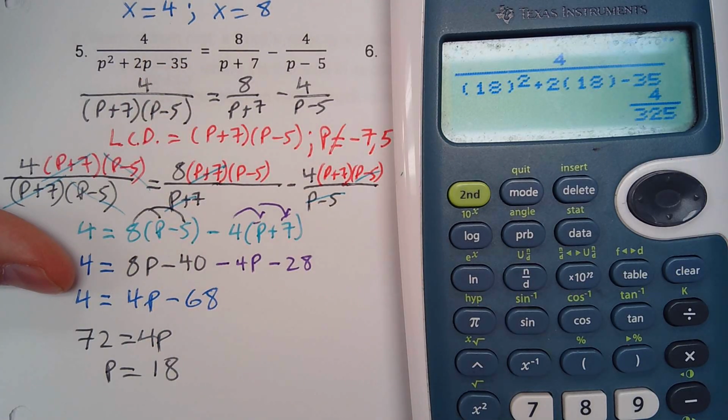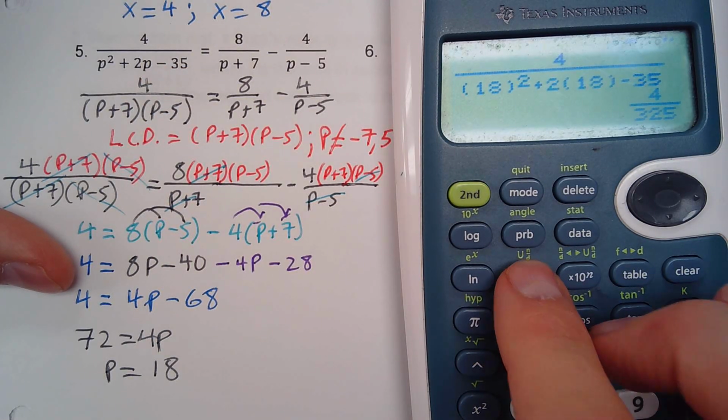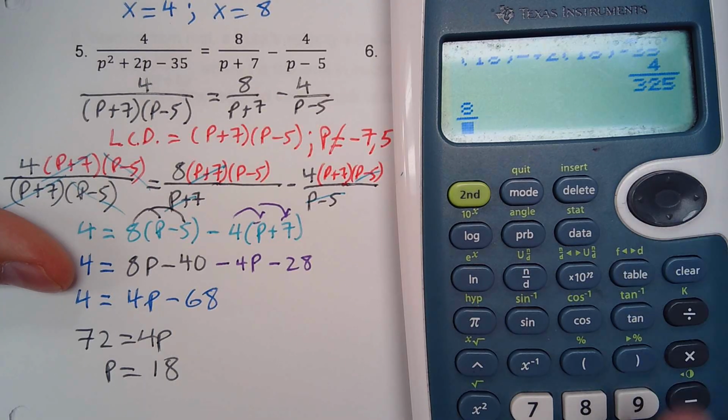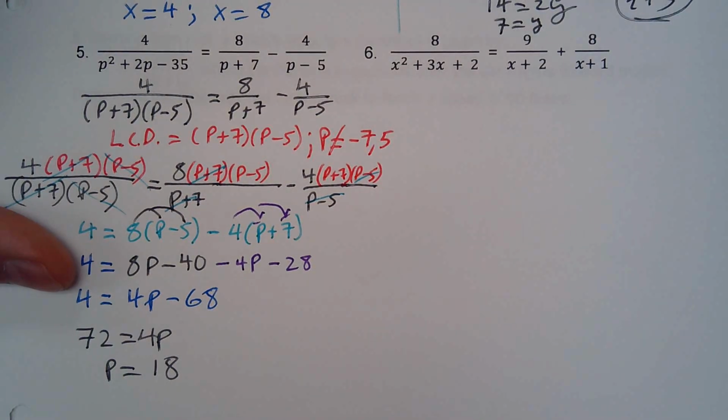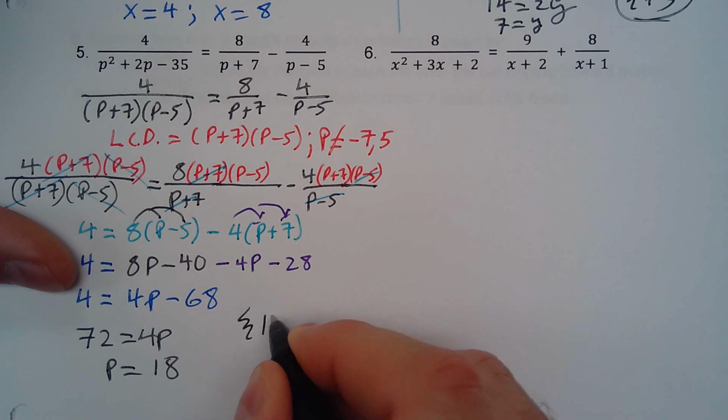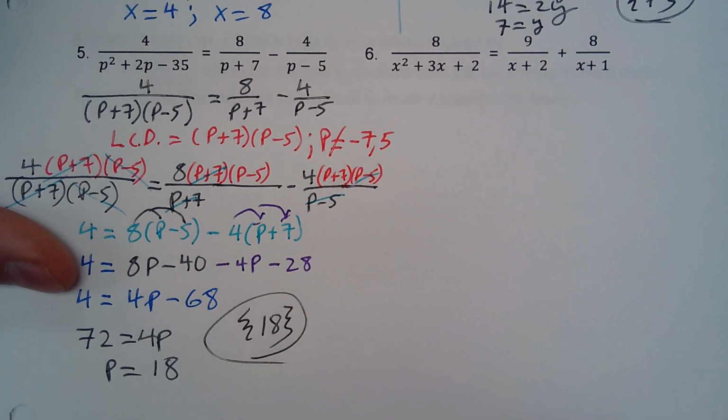Now let's check it with the right side. So I'm going to do 8 over 18 plus 7, subtract fraction key 4 over 18 minus 5. I get the same thing, 4 over 325. So it does check. So my answer would be 18.